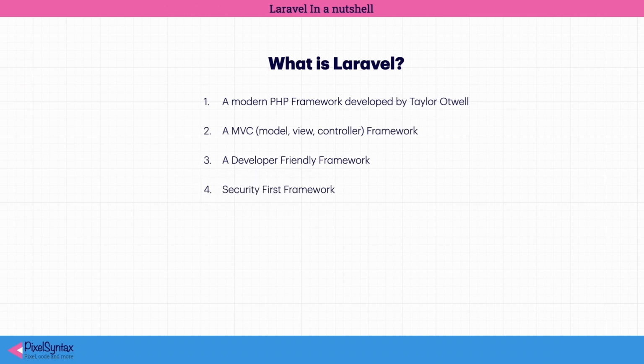Model is something where we write database related logics. View is something which is visible in the browser, that is HTML, JavaScript and CSS. And controller is a place where we write the business logic. Business logic is something where we deal with the requests sent from the browser and whatever our server is going to respond. Whatever is happening between this is known as the business logic.